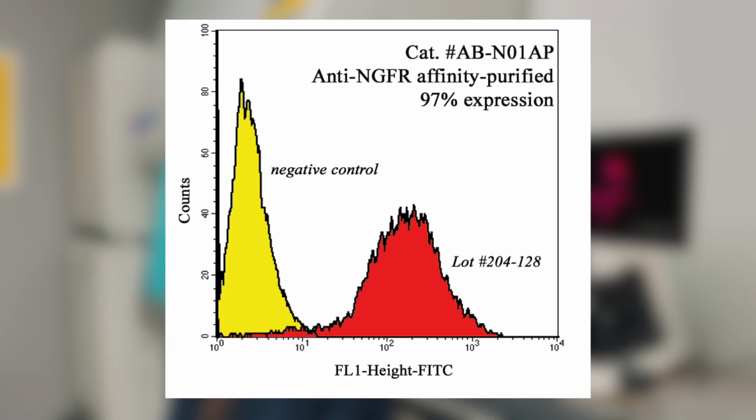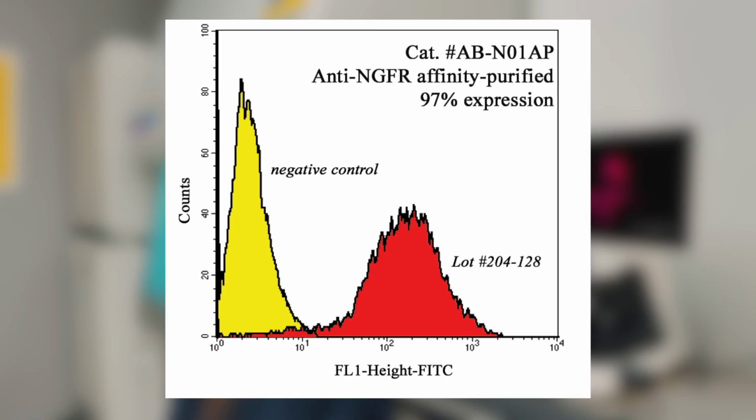NGFR fluorescent antibodies are often used in flow cytometry to provide quantitative measurements of NGFR positive cells. ATS uses flow cytometry to perform quality control assays on our NGFR antibodies. Here's an example of the type of data we generate and include on our datasheets.